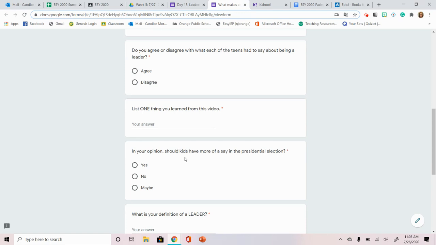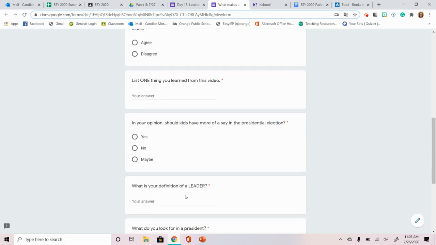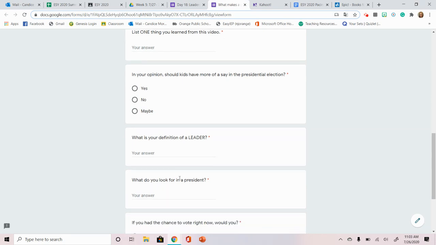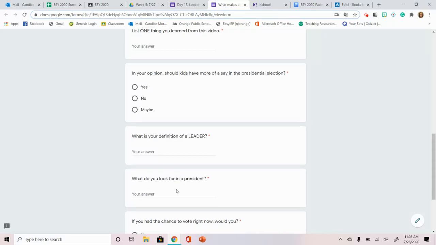In your opinion, should kids have more say in the presidential election? You're going to say yes, no, or maybe. What is your definition of a leader? You're going to write your own. You're not going to copy and paste from Google. You're going to think about what a leader is, what it stands for, and write your own definition. This is not going to be something that I want you copy and pasting from Google. It's your own thought about what a leader is. What does it mean to you?